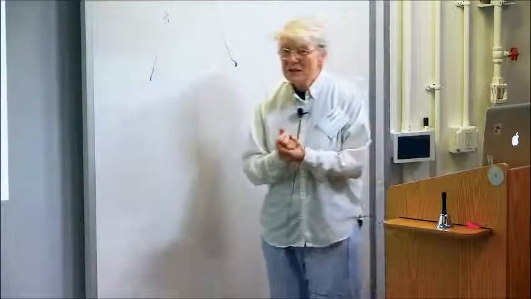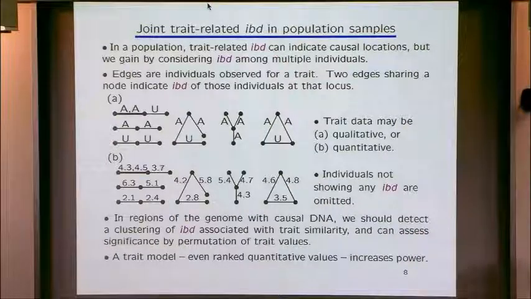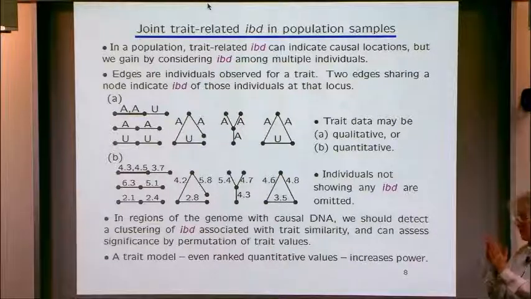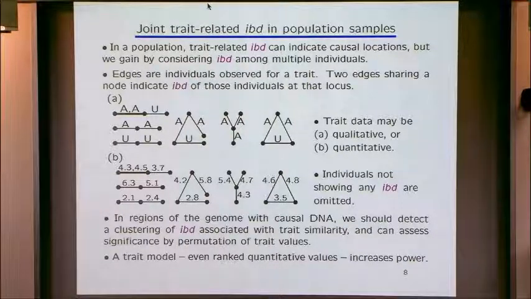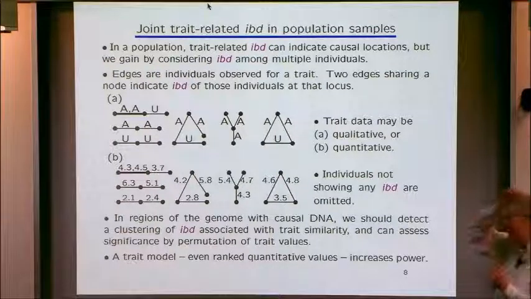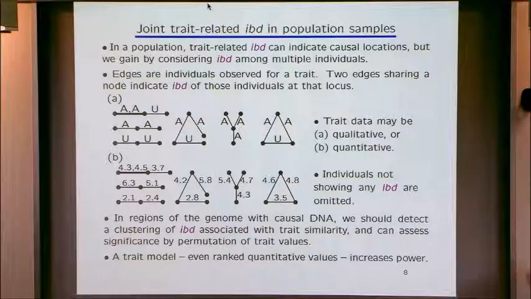Okay, something I was interested in even before working with Sharon, but now became much more interested in, is I don't just want to look at pairwise IBD, either between pairs of chromosomes or even between pairs of individuals. I want to look at samples from my population and look at the joint IBD structure, like those little graphs with me and my two cousins, and hopefully even larger graphs.